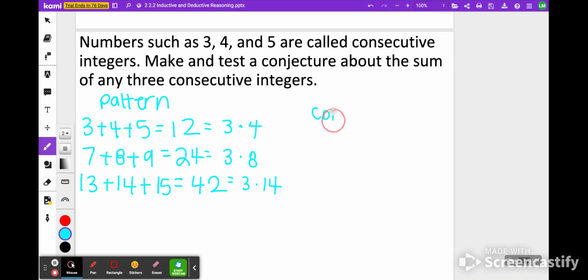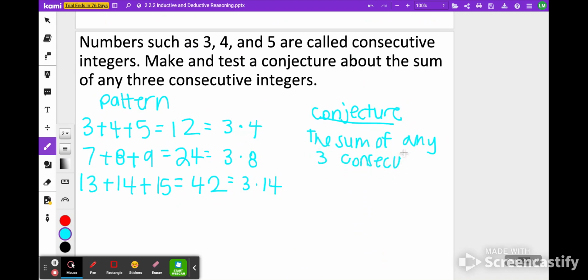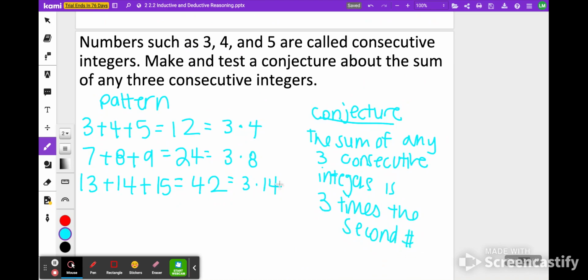So the conjecture that I would make would be the sum of any 3 consecutive integers is 3 times the second number. So you see how 3, 4, and 5, I did 3 times 4 gives me 12. 7, 8, and 9, 8 times 3 gives me 24. 13, 14, 15, 3 times 14 gives me 42.